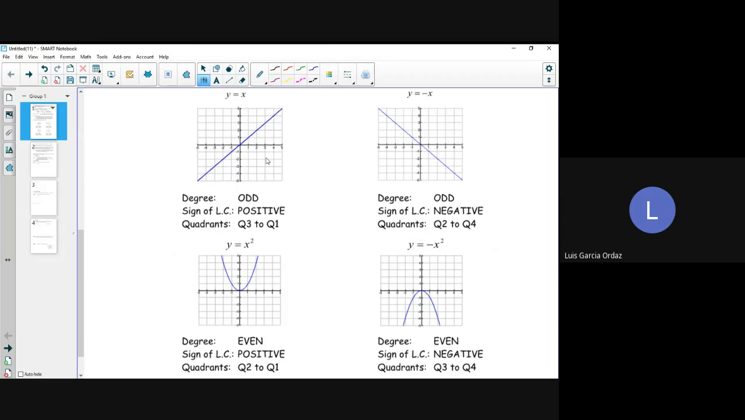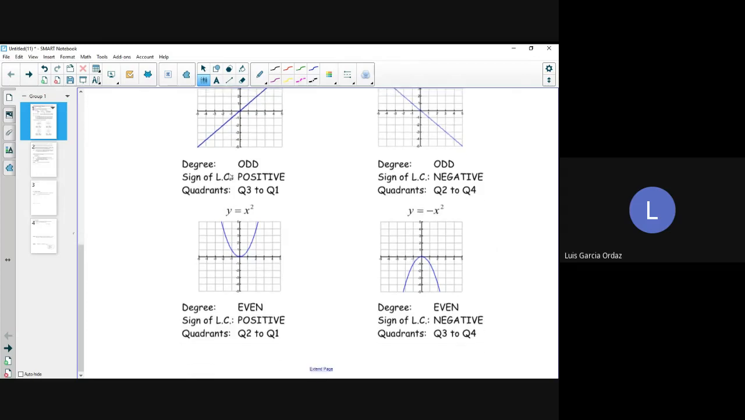And for even polynomial functions, even degree, so for x squared and negative x squared, both degrees are even. One of them has a positive leading coefficient and the other has a negative leading coefficient. Y is equal to positive x squared goes from quadrant 2 to quadrant 1. And y is equal to negative x squared goes from quadrant 3 to quadrant 4.